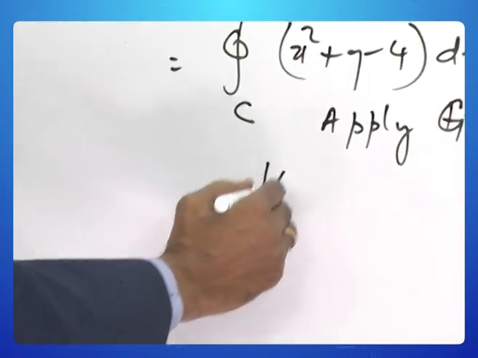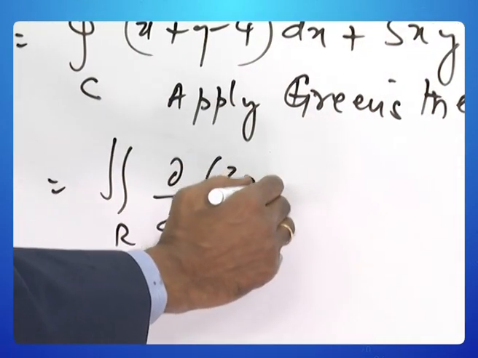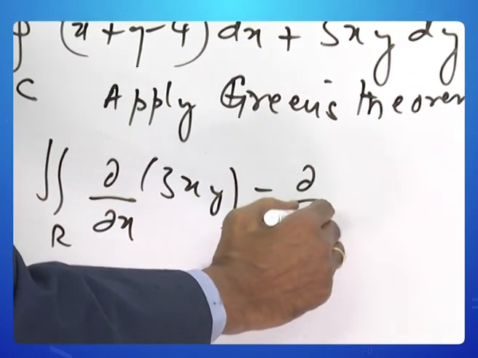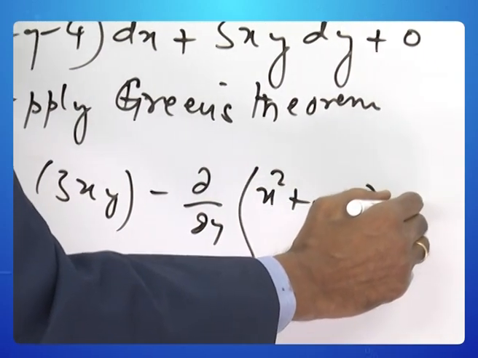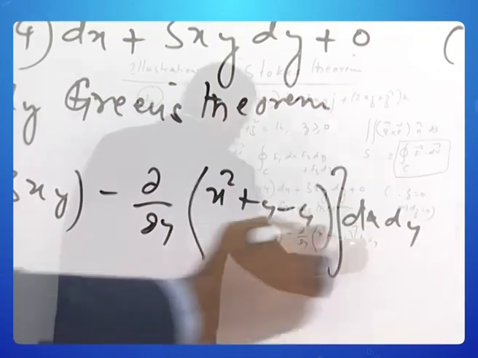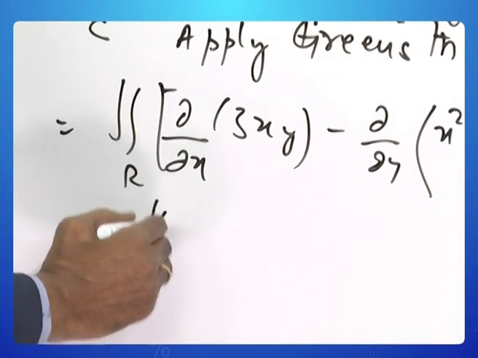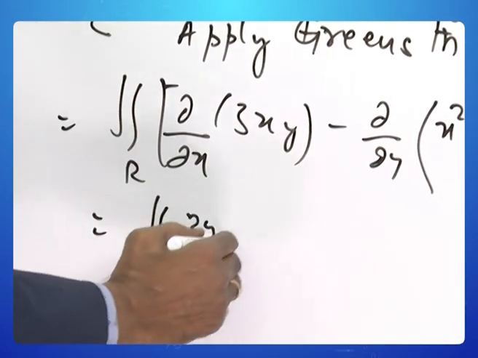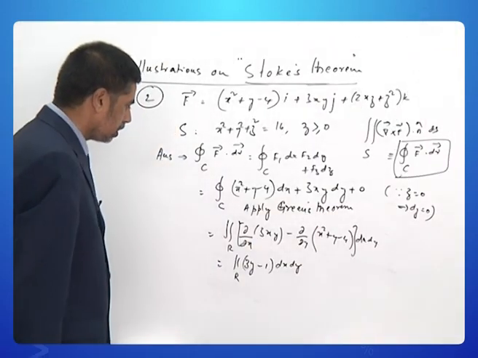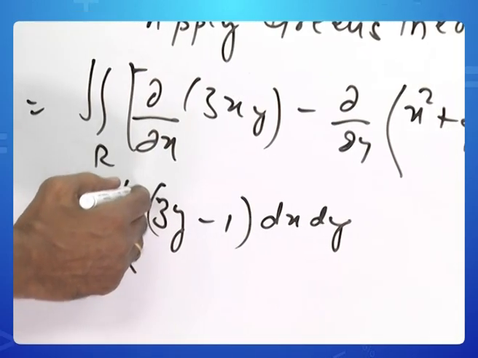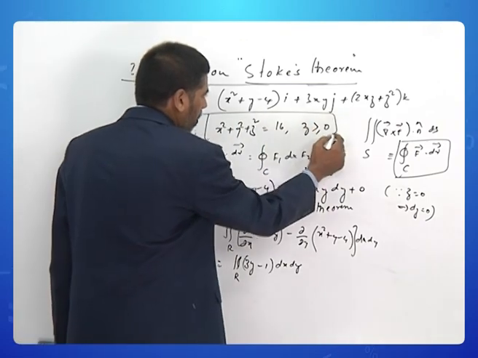This is nothing but double integral dou by dou x of the second component minus dou by dou y of the first component, dx dy. So this will give us double integral over r of 3y minus 1 dx dy. Now what is this region of integration? This region of integration will be to combine these two equations.